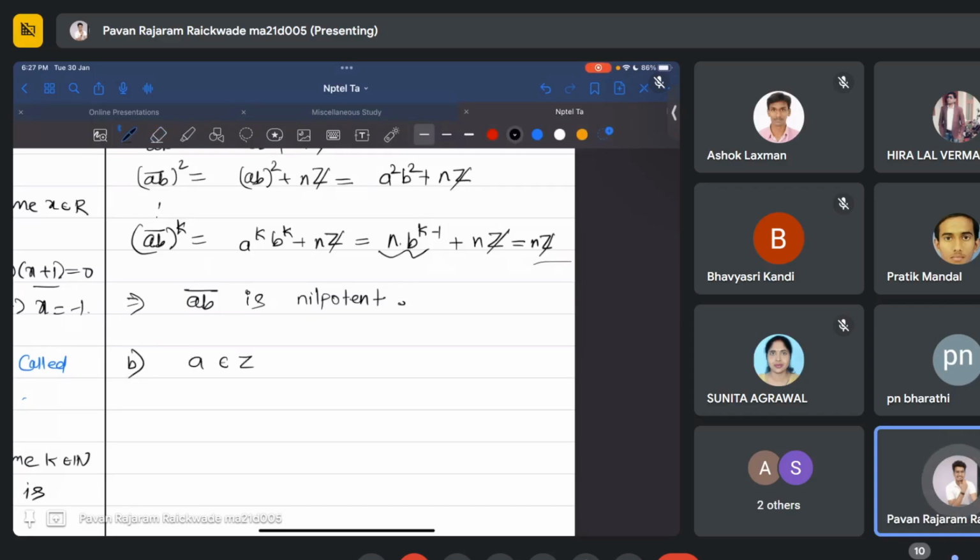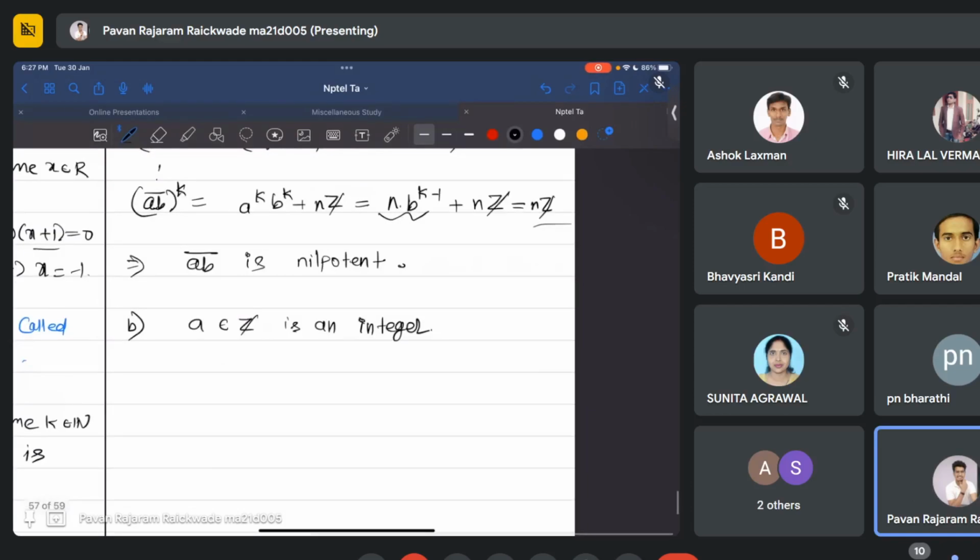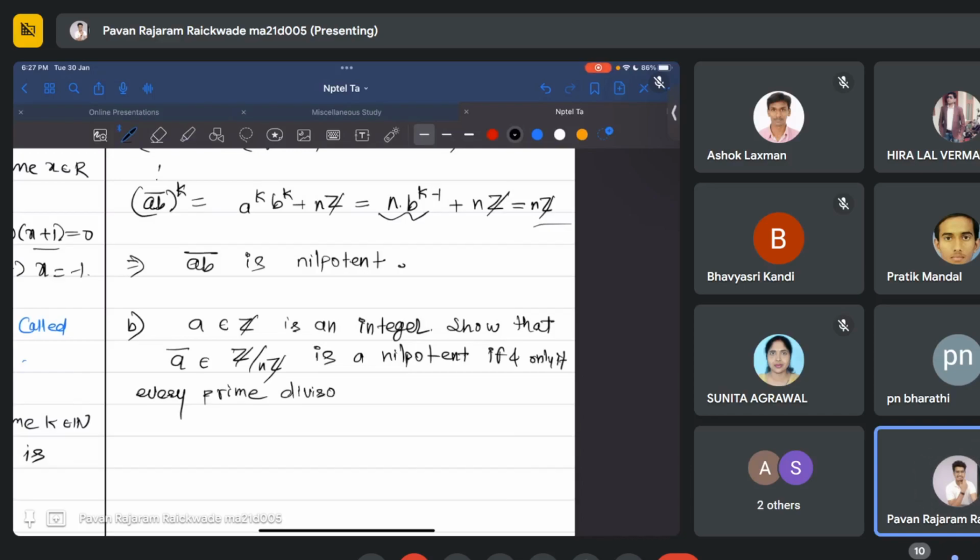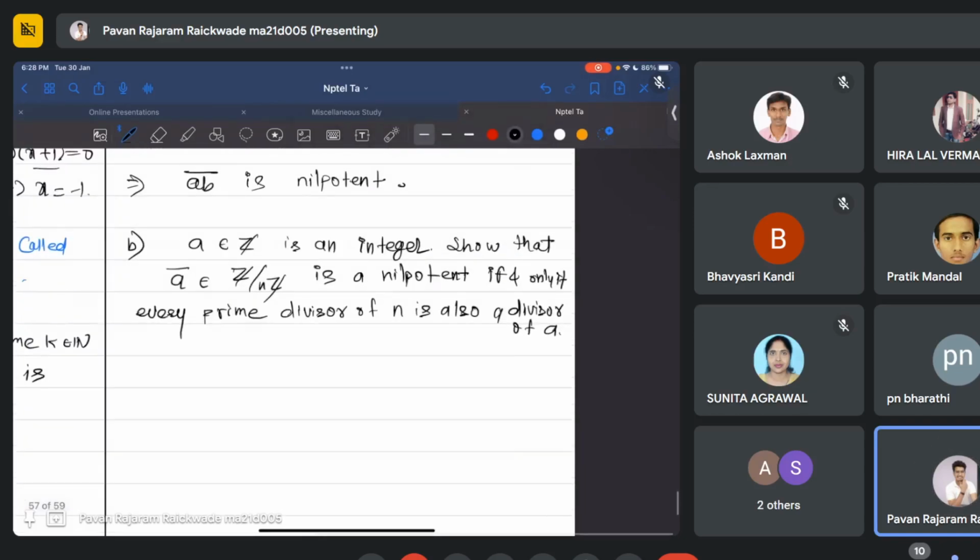Any integer a you take, show that a bar, which belongs to Z upon nZ, is a nilpotent element if and only if every prime divisor of n is also a divisor of a. Okay.